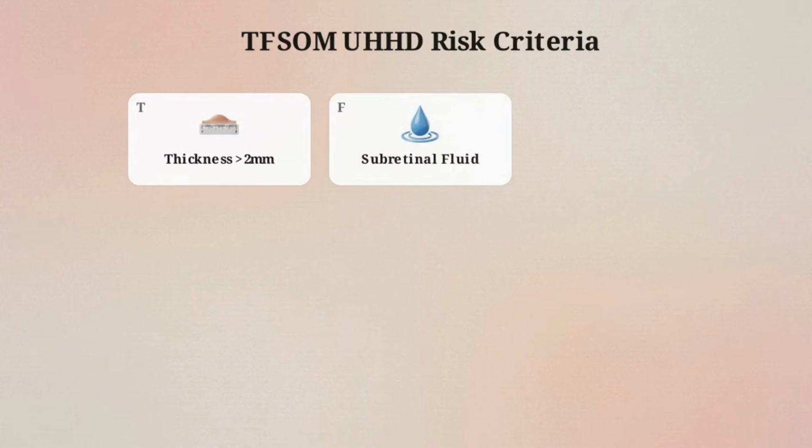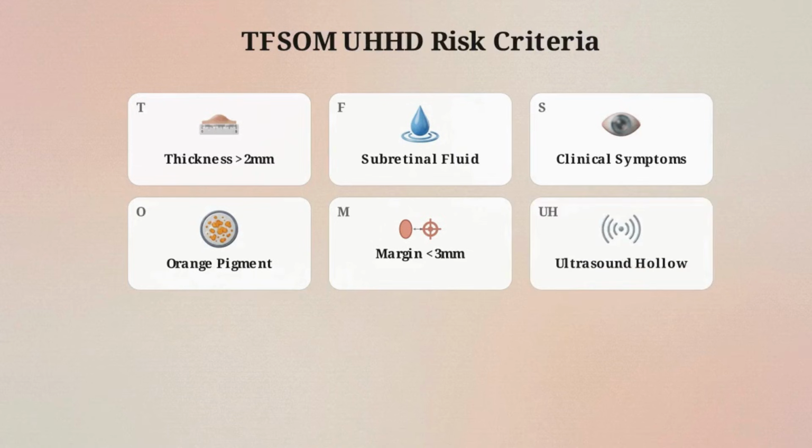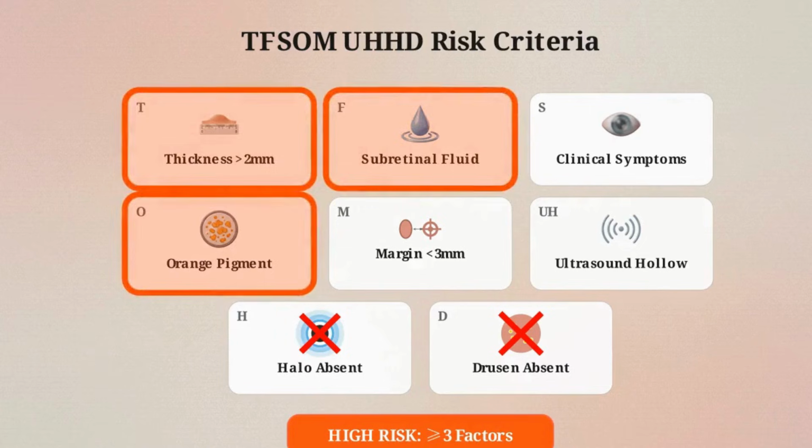The first variables are thickness over 2 millimeters, subretinal fluid, and clinical symptoms like vision loss. The remaining factors are orange pigment on autofluorescence, a margin within 3 millimeters of the optic disc, ultrasound hollowness, and absence of a halo or drusen. Finding 3 or more strongly indicates melanoma.